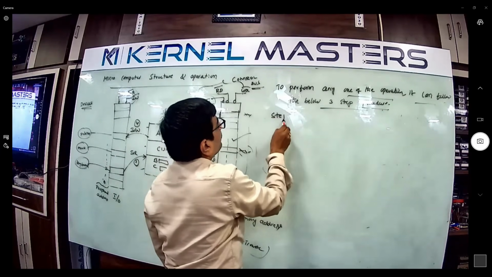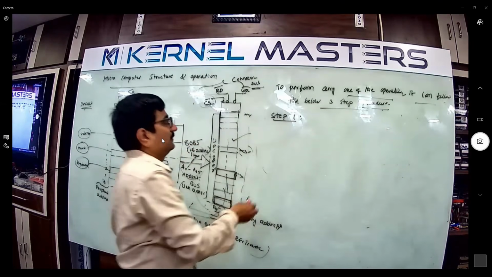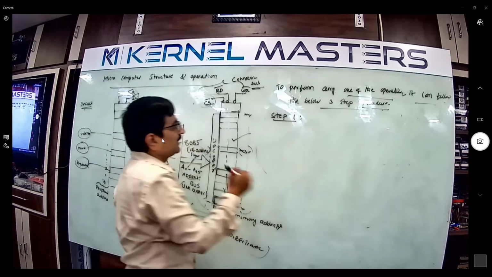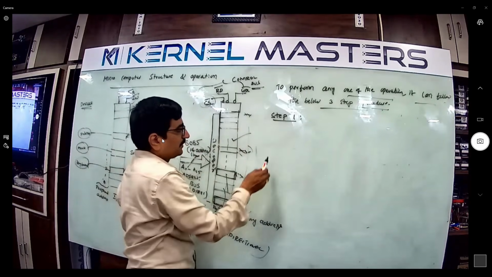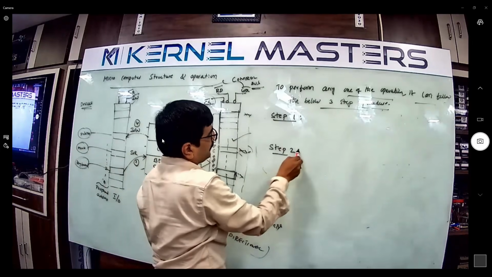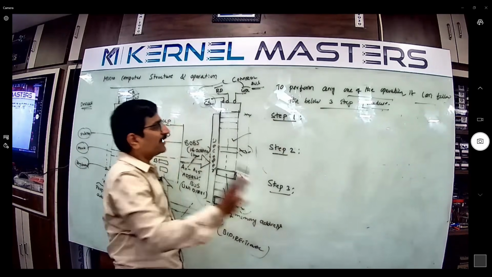For example, take the memory read operation. You can take any of the 4 operations. Memory read follows 3 steps only. Memory write also follows the 3 steps only. Anything follows 3 steps only, actually. So how does the memory read operation work? Check it now.